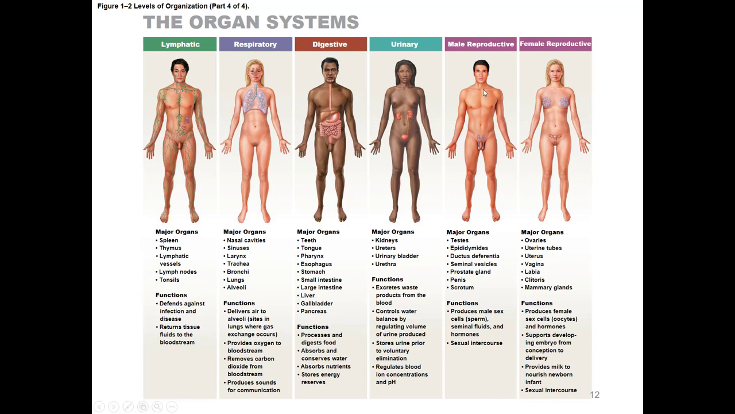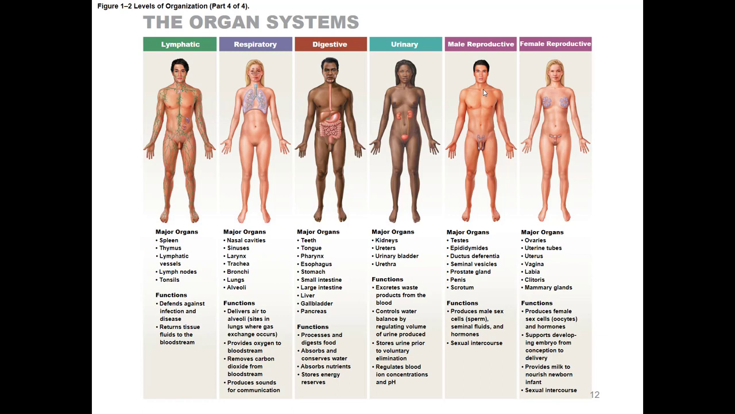Next, we have the male reproductive system, which will include the testes, epididymis, ductus deferens, seminal vesicles, prostate, penis, and scrotum. The main function of the male reproductive system is to produce sperm, seminal fluid, and also male hormones like testosterone.